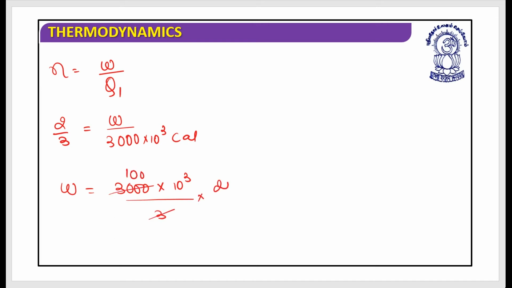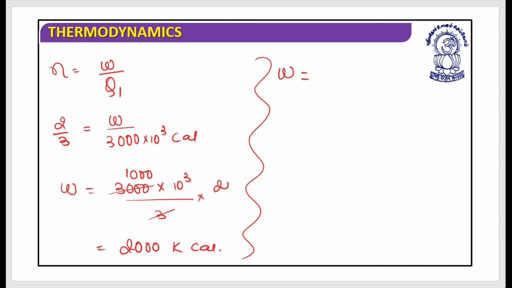This is 1000 multiplied by 2. This is 2000, the 2000 kilocalorie. This is work done. If your answer has to be given in joules, then you need to convert this calorie to joules, and that could be given as 2000 multiplied by 4.2, again kilojoule. And if I solve this, it's 8.4 into 10 to the power 8 joule. This is the work done.